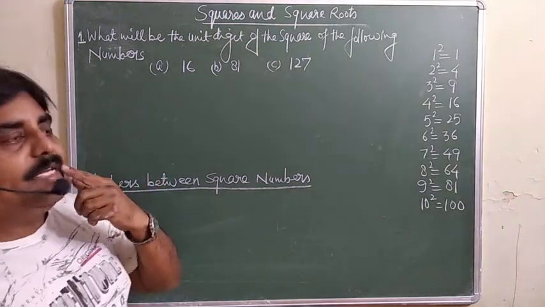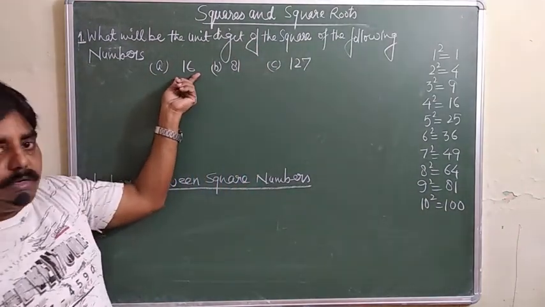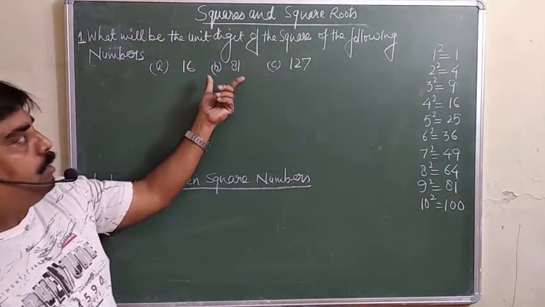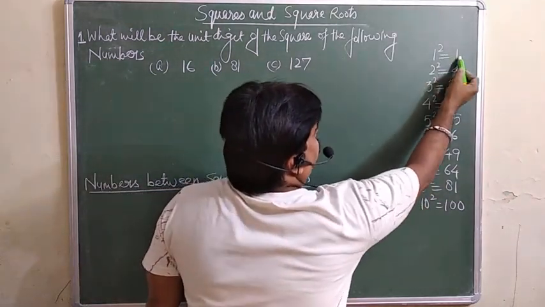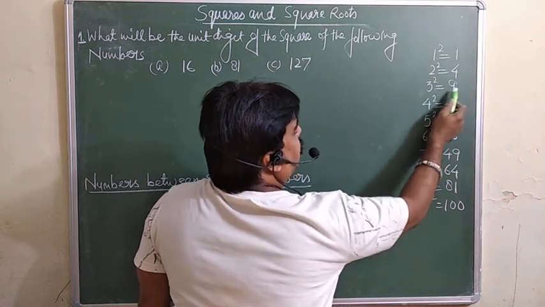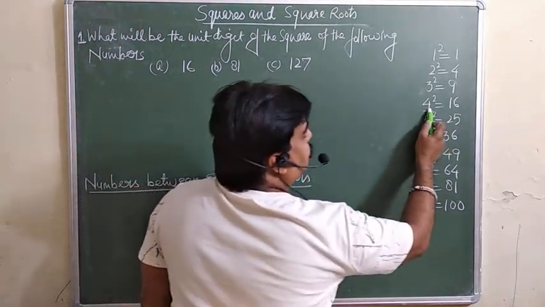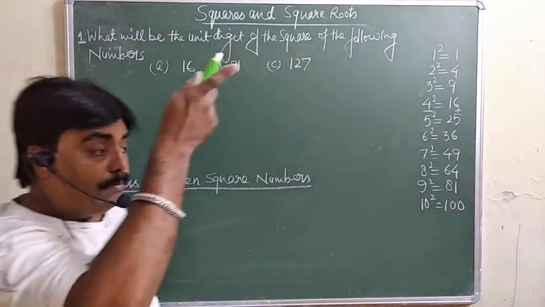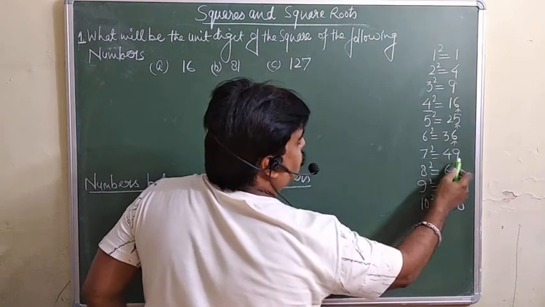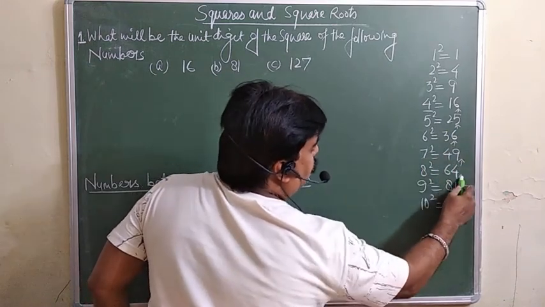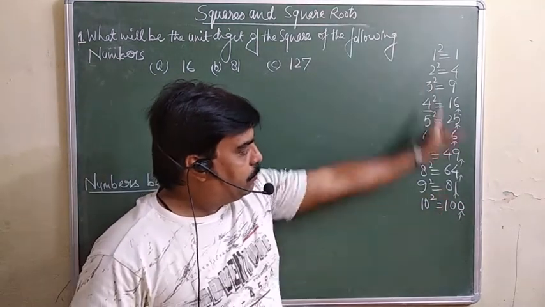Now we will discuss what the unit digit of the square of the following numbers will be. If you are going to do the square of these numbers, we want to know what the unit digit will be. How do we come to know that? You must remember this. 1 square is 1. 2 square is 4. 3 square is 9. If you do the 4 square, the unit digit will be 6. 5 square, the unit digit will be 5. 6 square, 6. 7 square will be 9. 8 will be 4. 9 square will be 1. And 10 square will be 0. So these are the points which you must keep in mind.